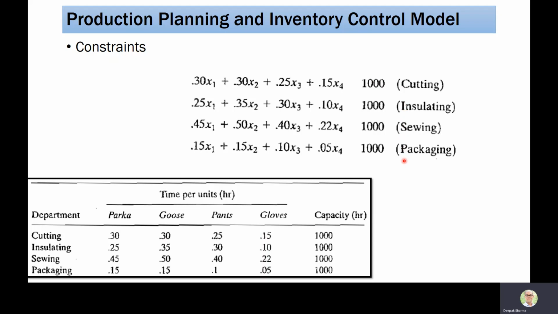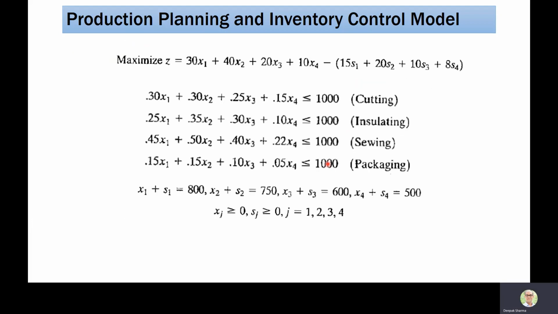Similarly, I can write for all the departments. Now, as we have understood, capacity means I can use 1000 or less than 1000, but I cannot go beyond it. Therefore, the sign for all the constraints is of the smaller than type. So if we write all the equations together, we have the objective function, the constraints based on the capacity, the constraints based on the demand, and all the variables should be greater than or equal to 0.